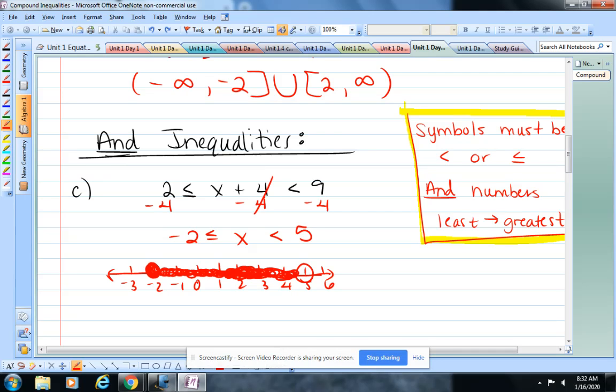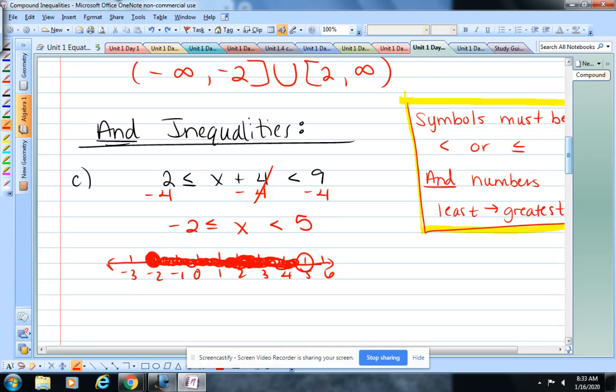Okay, so y'all look. Is -15 a solution? No. What about 0? Yes. What about -2? Yes. What about +5? No. What about 4.9? Yes. What about 5.1? No. What about -2.5? No. What about -1.5? Yes. Okay, y'all see that? Anything bolded on the number line is a solution.